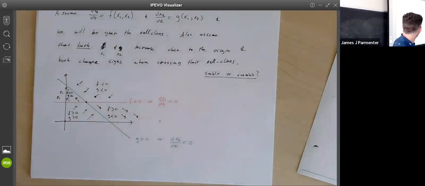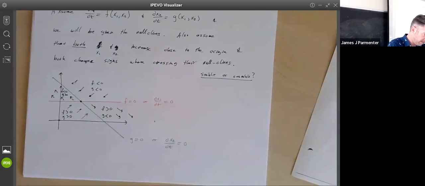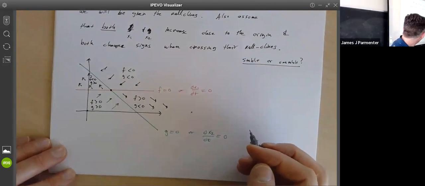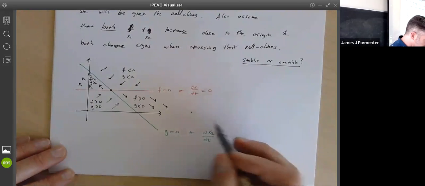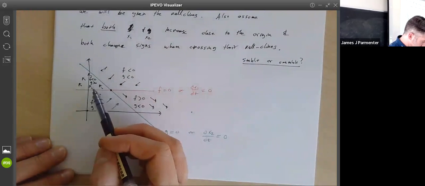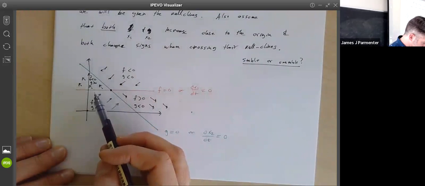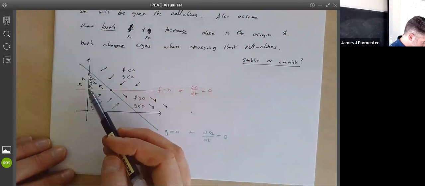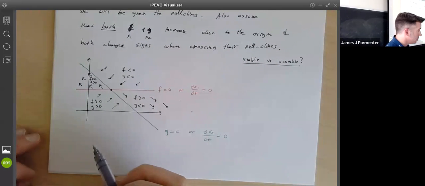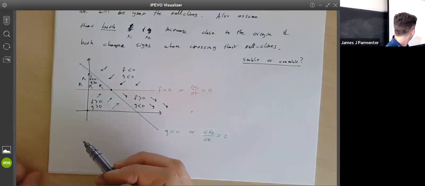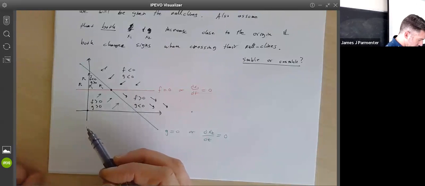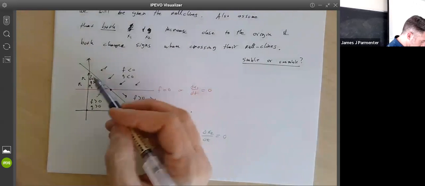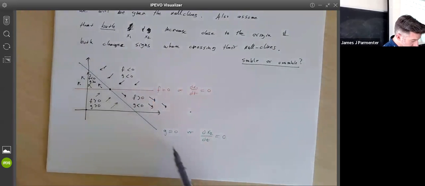Question. So that last one that you just did, why did you go bottom to top, instead of saying F is negative on this side and then switching it to positive? So from where to where? From here to here? Yeah. Because I'm crossing a G null line.